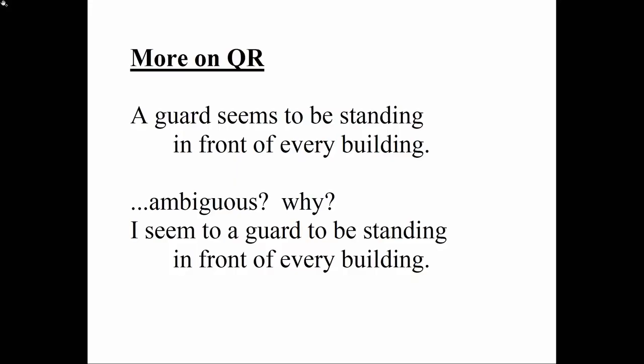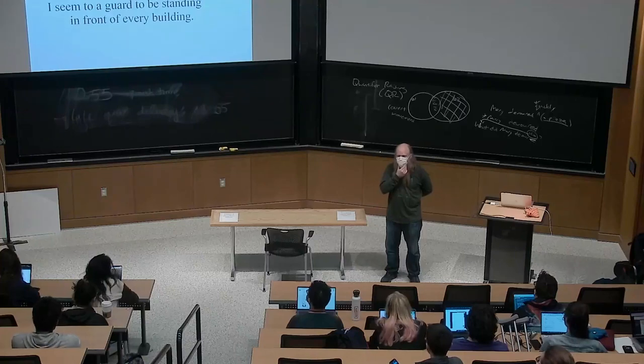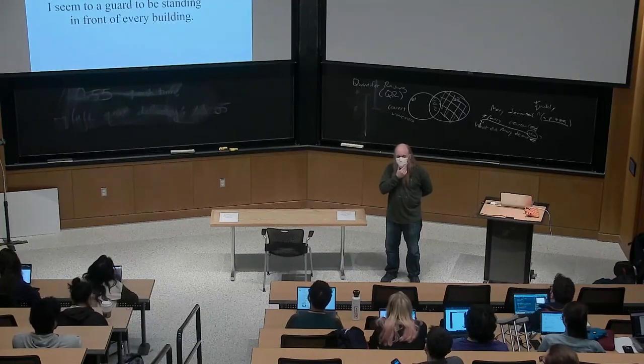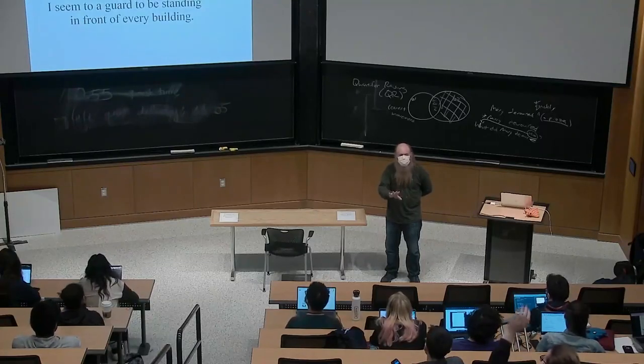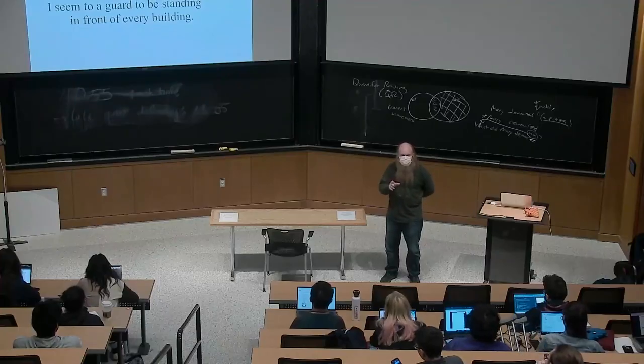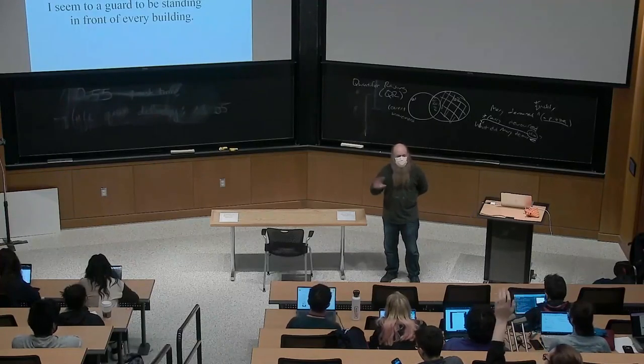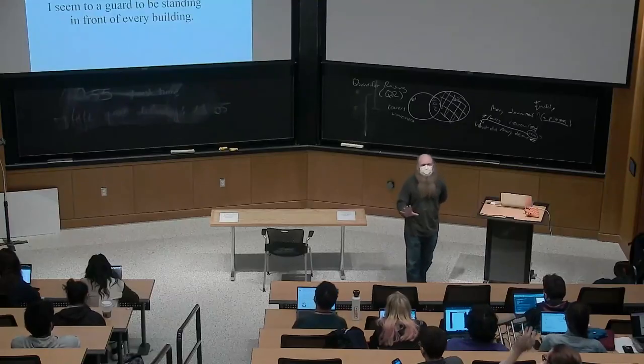How about this one? I seem to a guard to be standing in front of every building. Is that ambiguous? No. This is a sentence about one guard who needs rest, who needs to be taken off duty and convinced to get some rest. This is a guard who thinks that maybe he goes to one building and I'm there, and he goes to another building and I seem to be there too, and he's seeing me everywhere. This guard has problems.